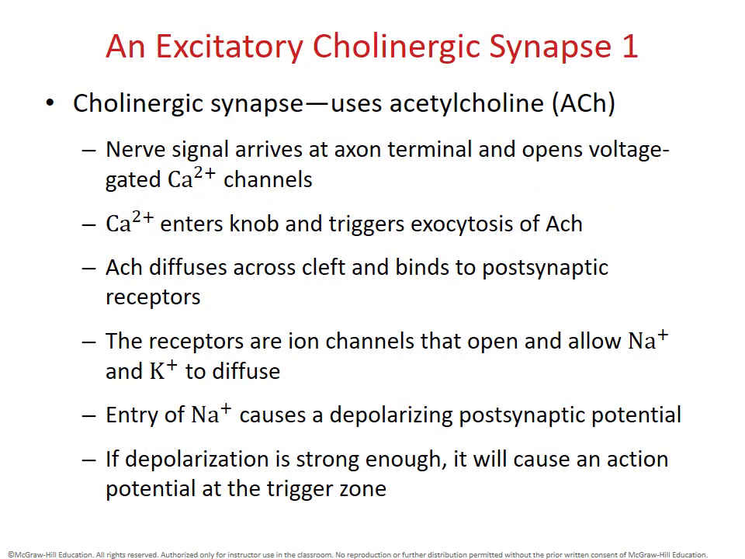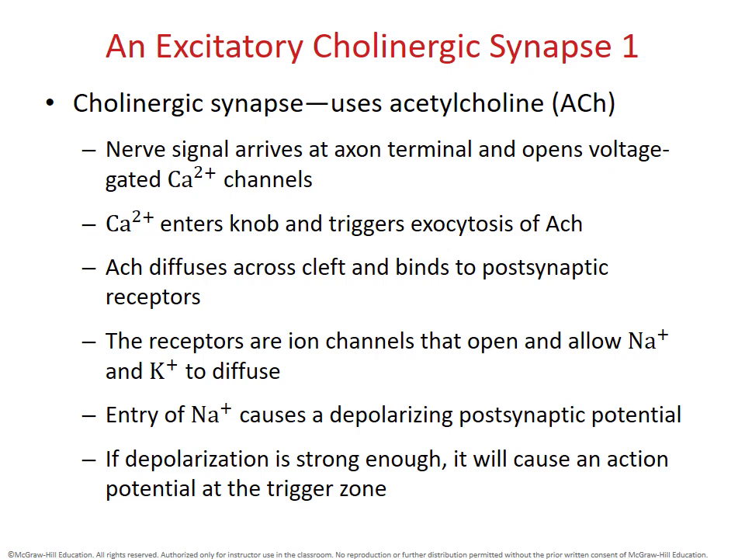So a cholinergic synapse, by definition, is one that uses acetylcholine as the neurotransmitter. That's where the choline part of cholinergic comes from. And the excitatory cholinergic synapse is essentially a synapse like the neuromuscular junction that we looked at in our muscle chapter. So a lot of the elements of the cholinergic synapse should be quite familiar to us.